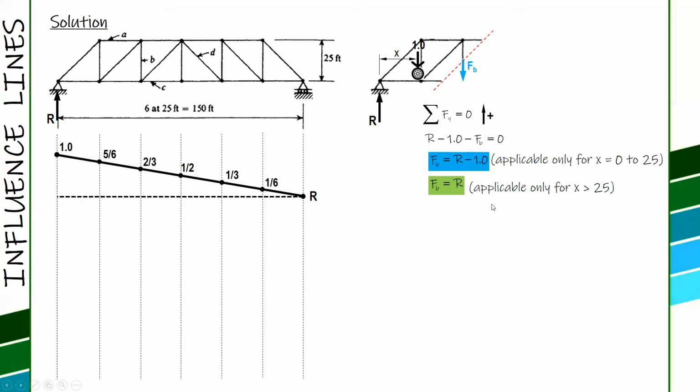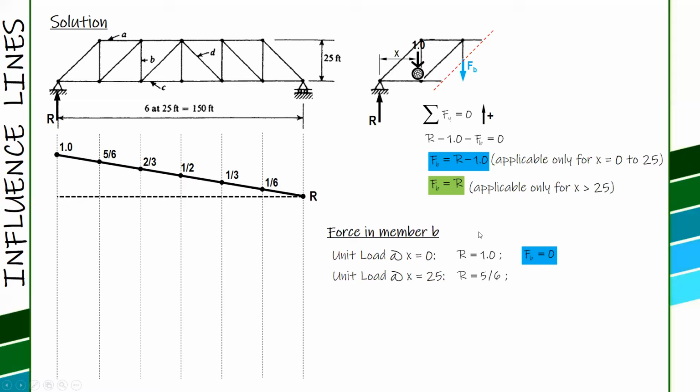Okay. And then substitute. When x equals 0, R equals 1, just refer to the influence line for R. So 1 minus 1, 0. At 25, here it is 5 over 6. So that is still valid, since it is at 25. So 5 over 6 minus 1, it's negative 1 over 6. And then at 50, here.